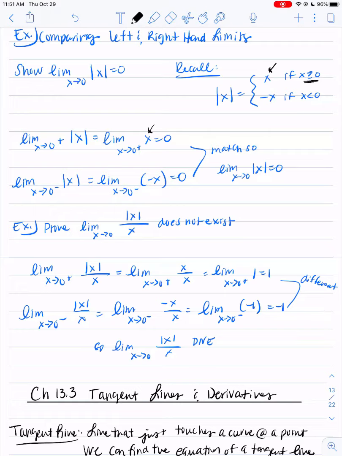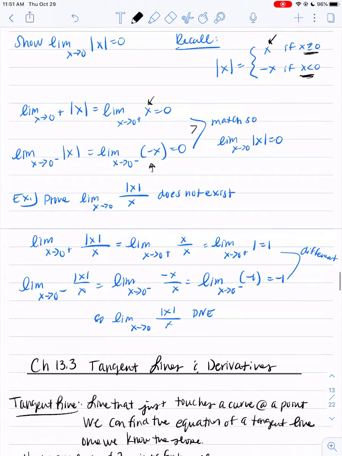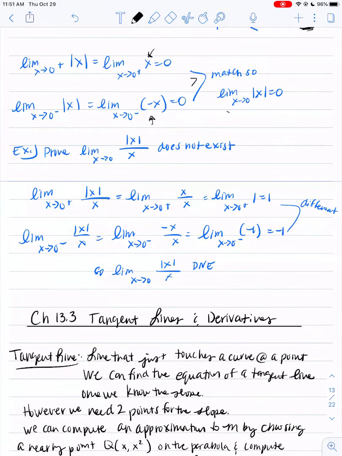Then I have the limit as x approaches 0 from the left. Those are the values that are less than 0, so I can plug in negative x for my f of x. The limit as x approaches 0 from the left of negative x equals 0. So our left and right hand limits match. The limit as x approaches 0 of the absolute value of x is 0. So we're good for this one. We've shown it.